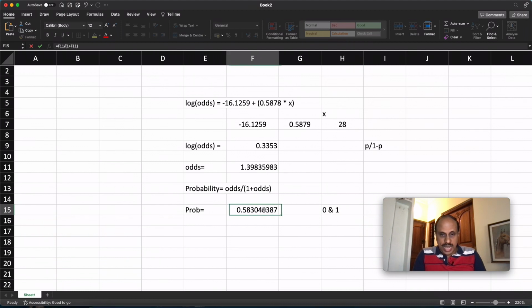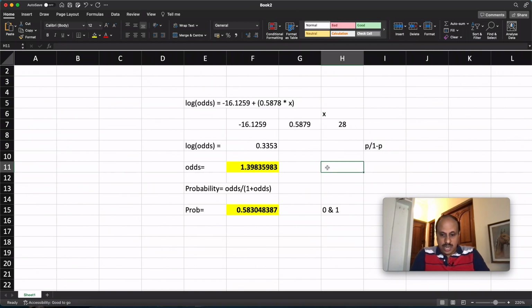Notice something here, we have probability to be 0.58, let us just highlight this and keep it, and I want to draw our attention to the odds. For the probability of 0.58, odds is 1.3. You notice here odds is greater than 1. So therefore, while probability has to be in an interval of 0 to 1, odds can be greater than 1.